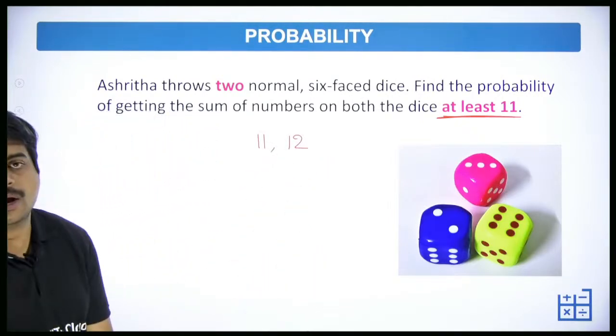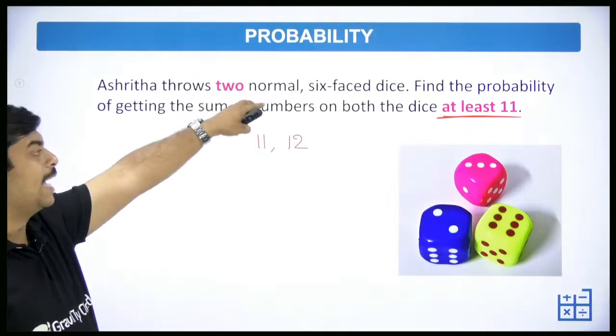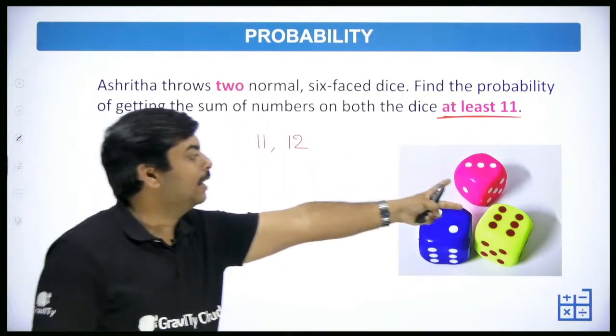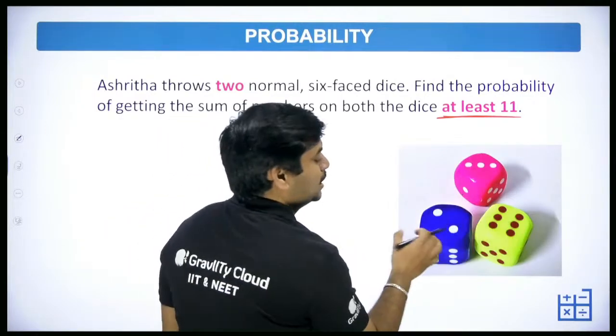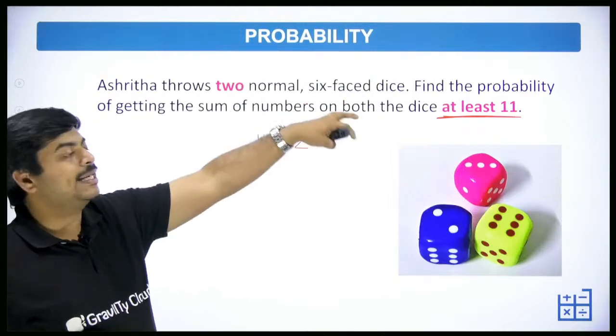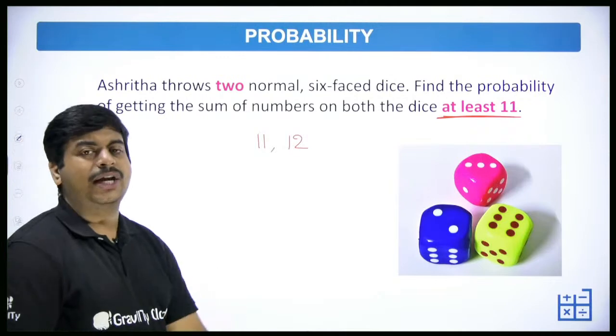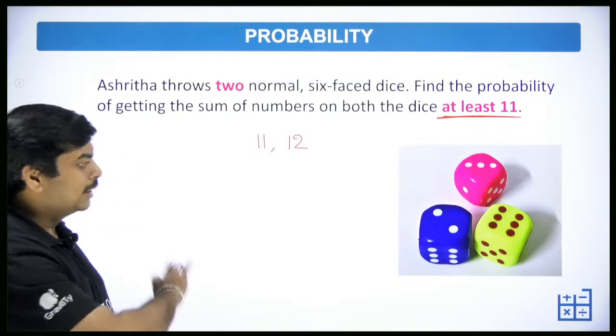Why can the number not be more than that? Because she's throwing 2 dice, the maximum she can get is 6 plus 6, which is 12. But here the question is at least 11, the probability that the sum of the numbers is at least 11. So let's see what the cases are. Let me write all the cases.